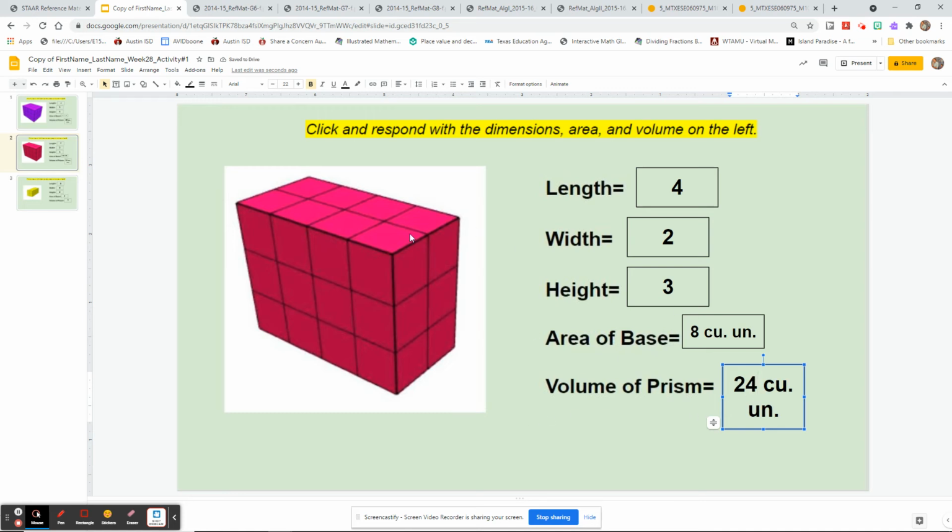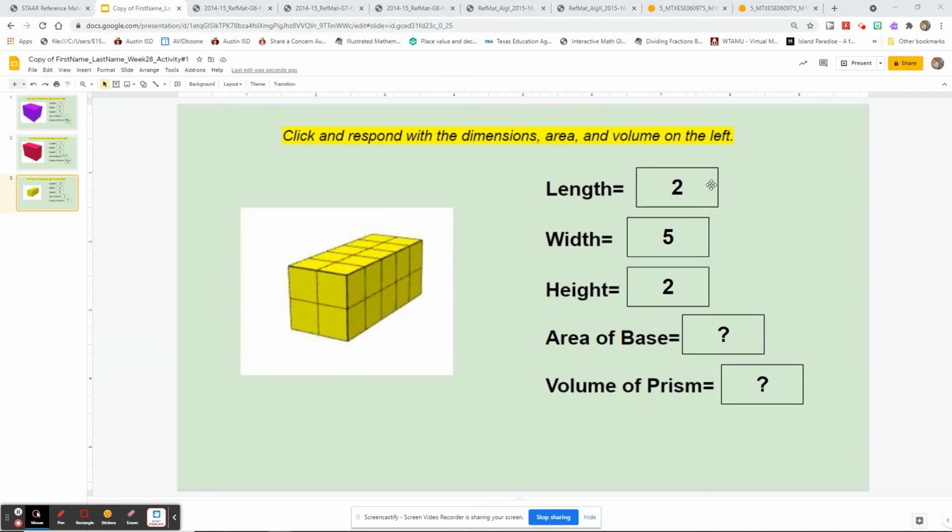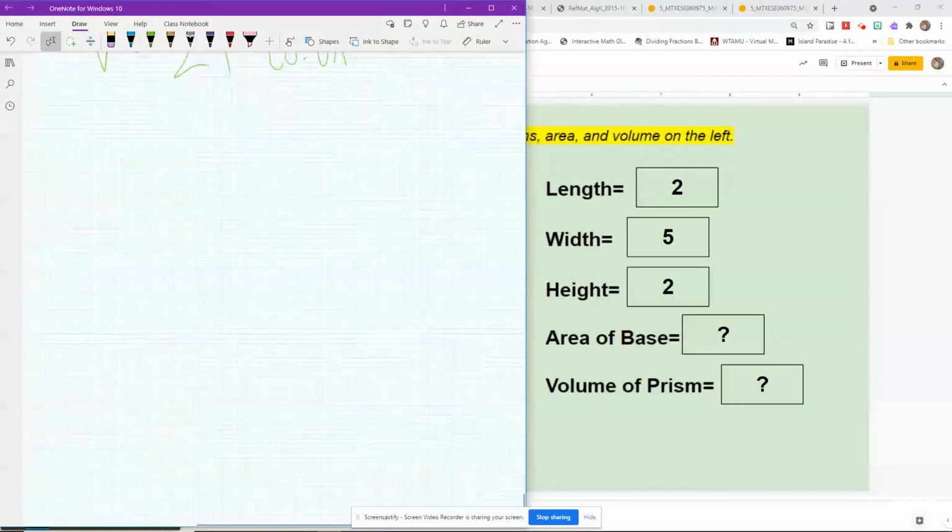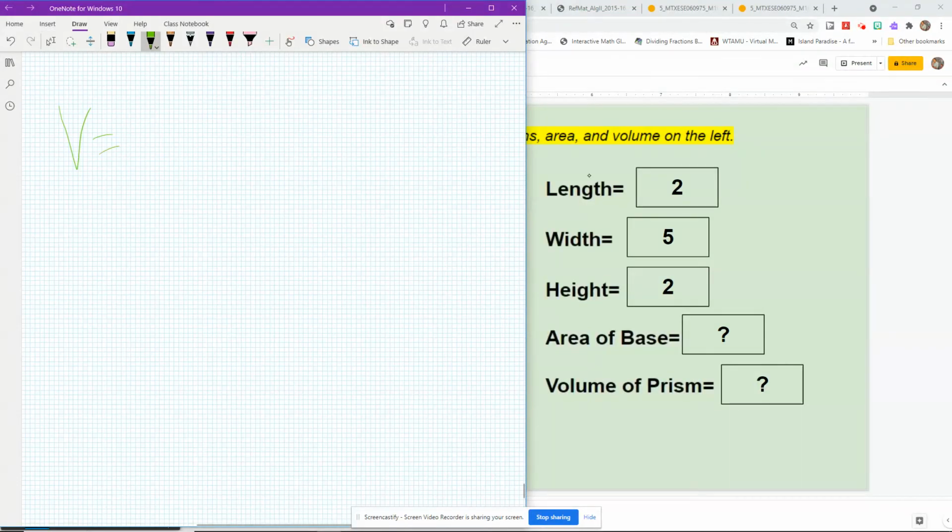All right, so all in all, in this rectangular prism, there are 24 cubic units. If we count it all, it'd be like 8 3 times, right? Base layer of 8 times 3 high. All right, last one. We have our rectangular prism. So once again, we're going to use the formula for a volume of a rectangular prism, length times width times height. Then we're going to fill in the letters that we do know. Our length was 2, our width was 5, our height was 2.